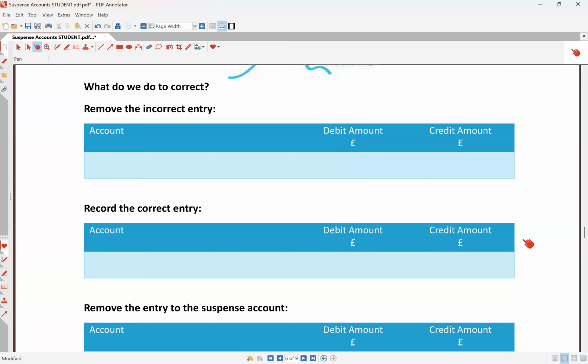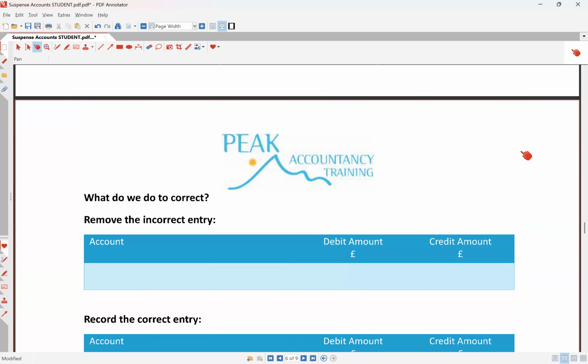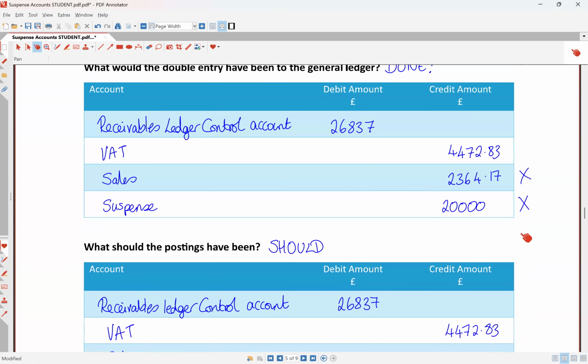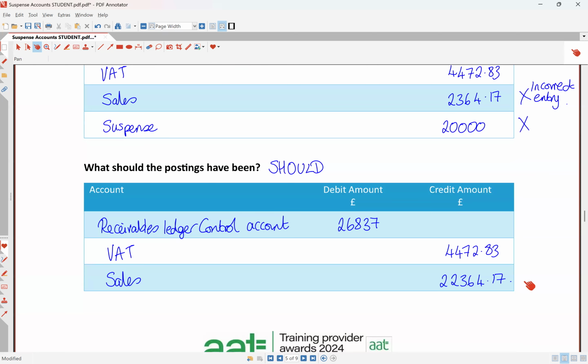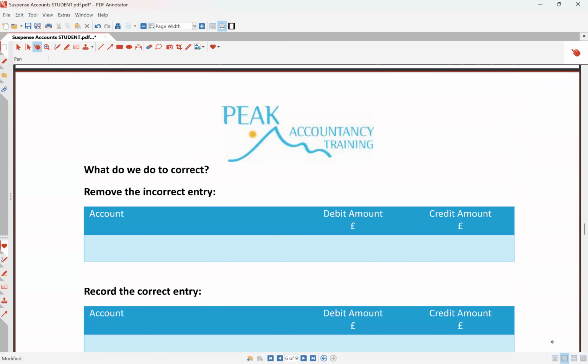Number one, remove the incorrect entry. And if we go back, remind ourselves, which one was the incorrect entry? It was this one. The sales was the incorrect entry. So that's the one that we now need to remove. So how do I remove it? I would debit the sales. So that's my first step. On the sales account, I would debit 2364.17.